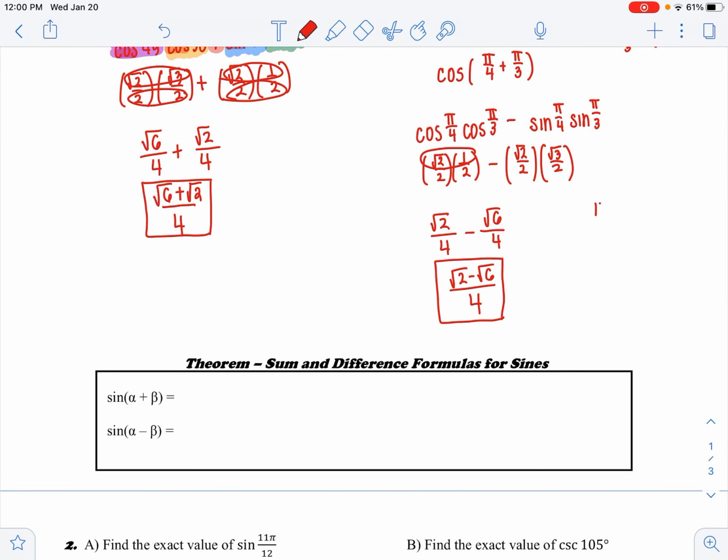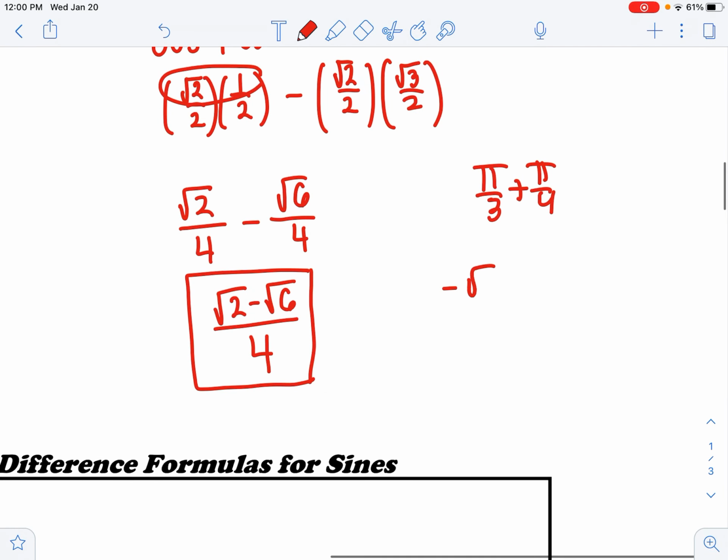Now I also want you to realize if you would have said pi over 3 plus pi over 4, you would have gotten negative root 6 plus positive root 2 over 4, which is the exact same answer. So please make sure you're able to read your answer and know that yours is still right if it doesn't look exactly like mine. Okay, I don't know why I erased that. It was unnecessary to erase it.